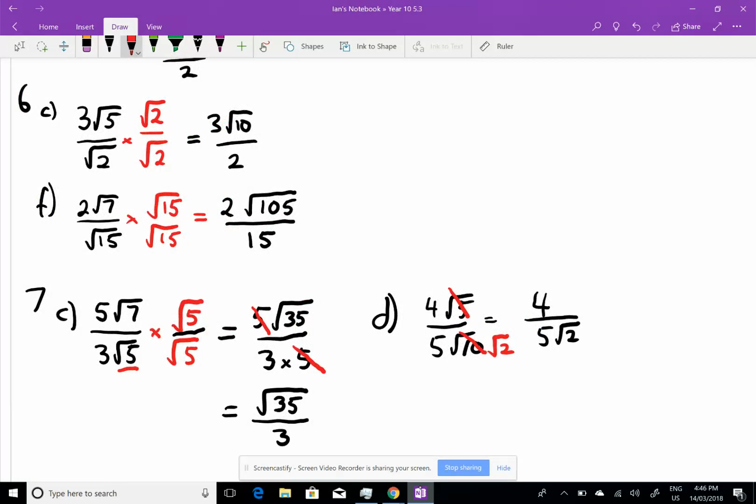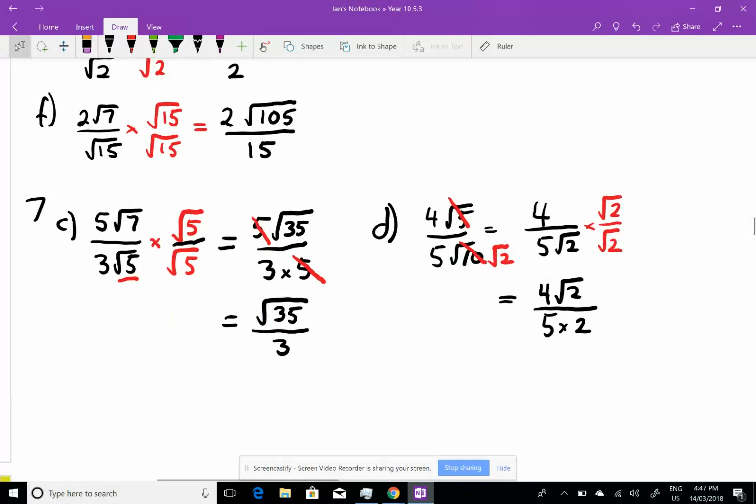Now I have this fraction. I'm going to multiply by root 2 on root 2. Remember, you just have to multiply by the surd. Well, 4 root 2, that's easy. 5 times root 2 times root 2 is 2. I'm going to write 5 times 2. Oh, but why didn't you just say 10? Because, again, I'm going to cancel. It's multiplied. 2 goes into 4 2 times. Now remember, you can only cancel numbers with numbers and surds with surds.